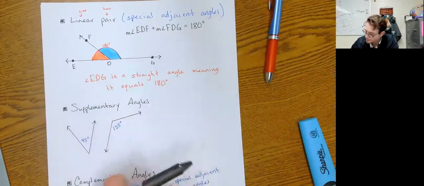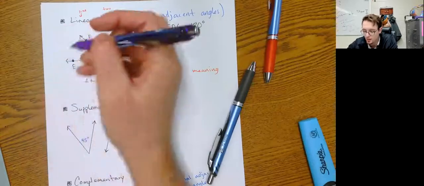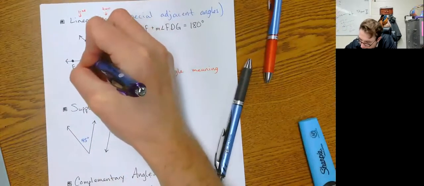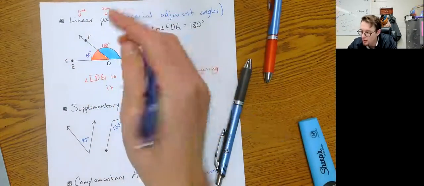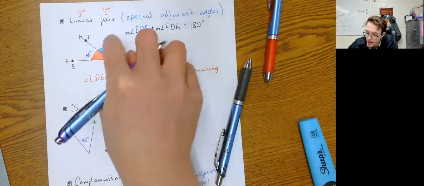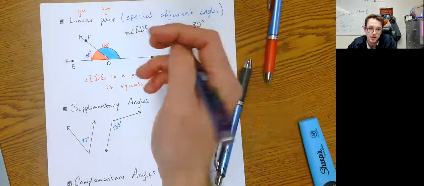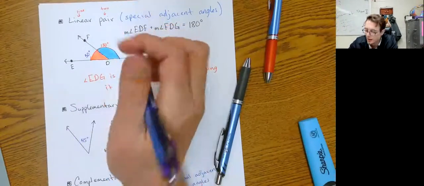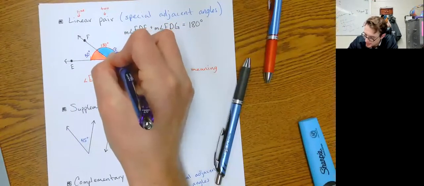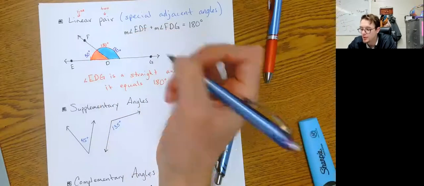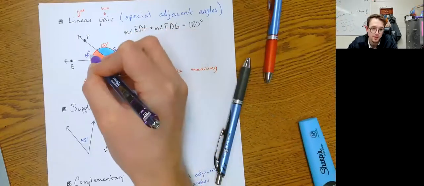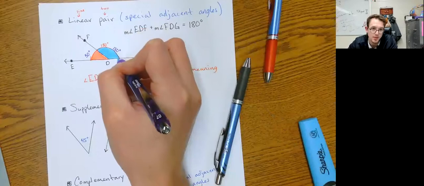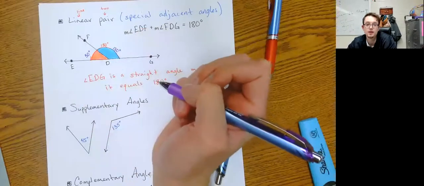Like, if I knew that this angle was 50 degrees, well, if this whole thing is 180, what do I need to add to 50 to get to 180? Oh, well, this has to be 130 degrees then, because 130 plus 50 is 180, which makes the whole thing.